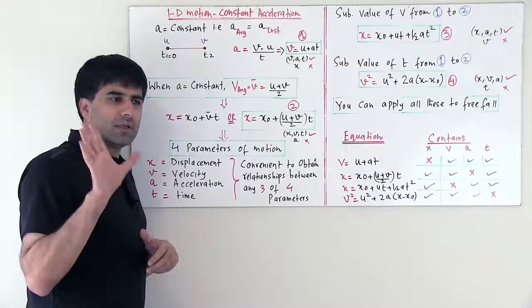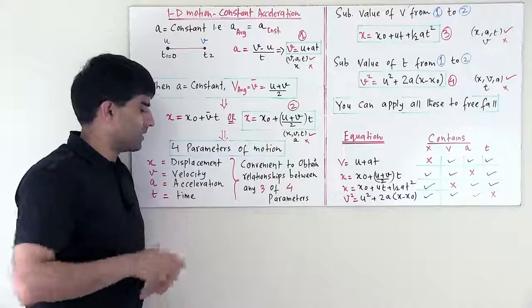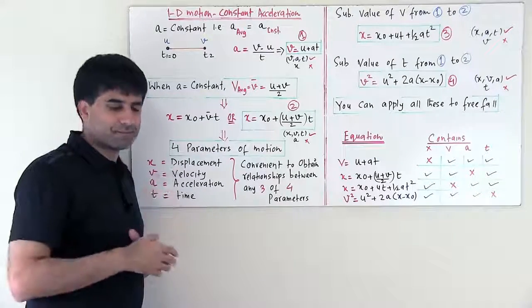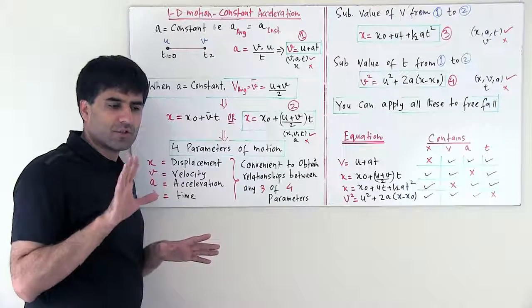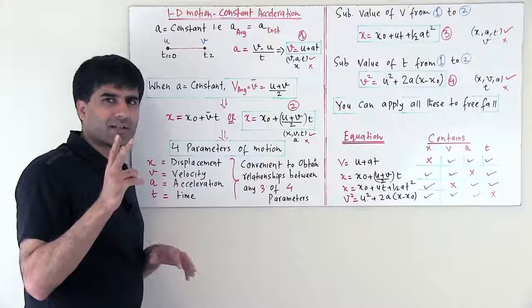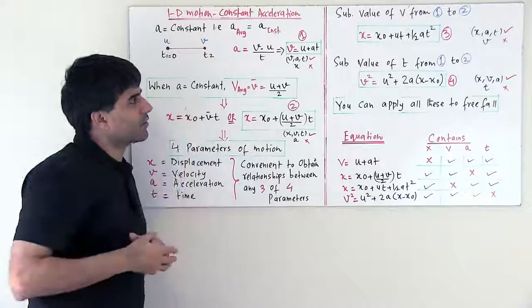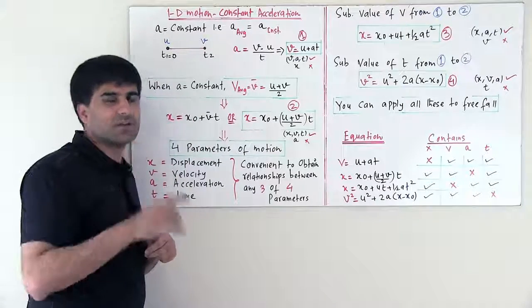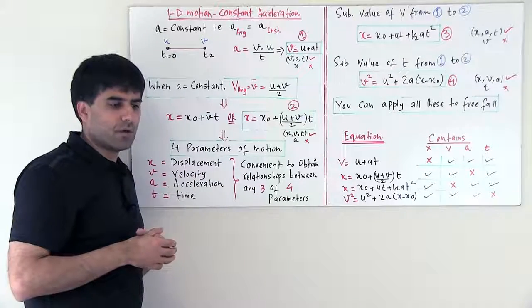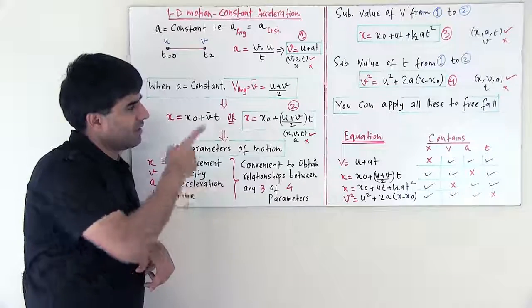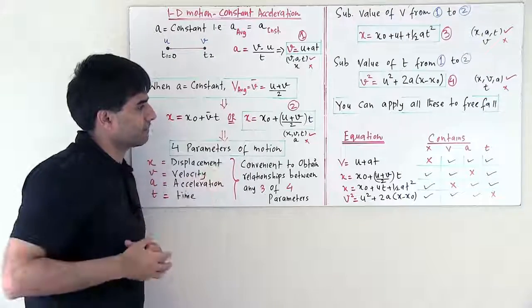So if we ignore the initial conditions, there are 4 parameters of motion. You have displacement, velocity, acceleration, and time. Generally, in the case of uniformly accelerated motion, you are given the values for 2 of the parameters and you're asked to find the value for the 3rd parameter. For example, you might be given the value of acceleration and time, and you might be asked to find the final velocity, which you can easily find using this equation, v is equal to u plus at. Or you could be given final velocity and time, and you might be asked to find the displacement. And again, you can use this expression to find that, right?